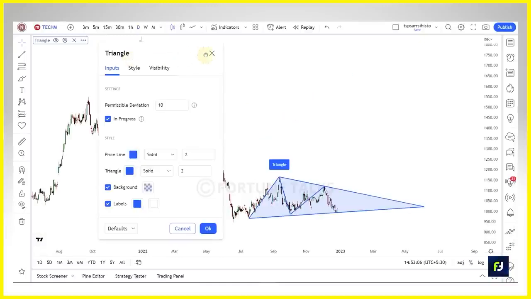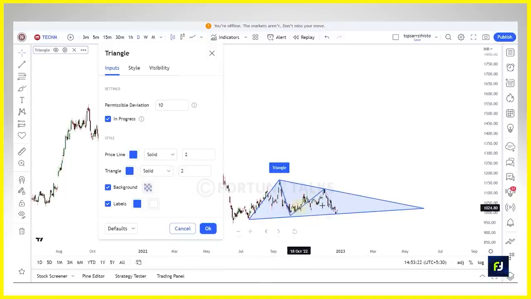Now just below the deviation parameter, you will find a tick box saying in progress. Once again, move the cursor over the eye symbol. What it is asking you is that, do you want the indicator to spot incomplete patterns or those patterns which are in the process of formation? Now it is most important to always turn this checkbox on.